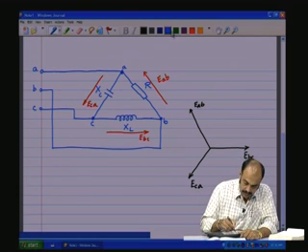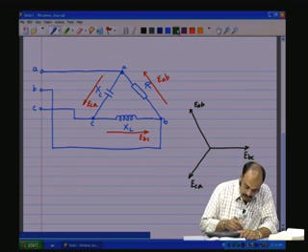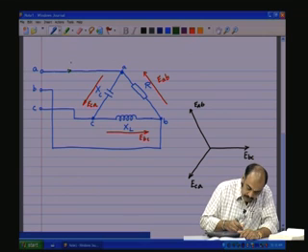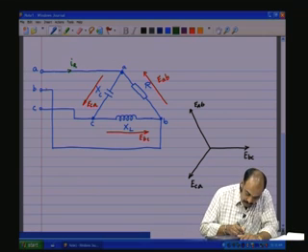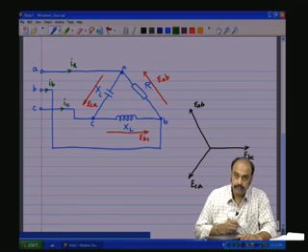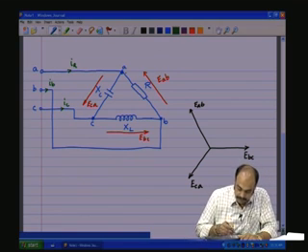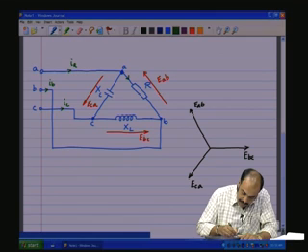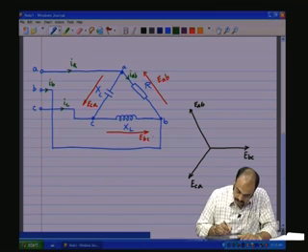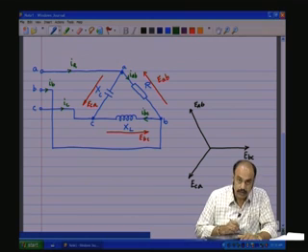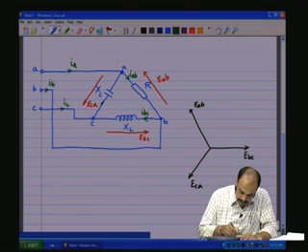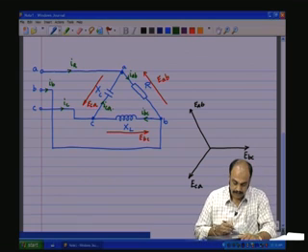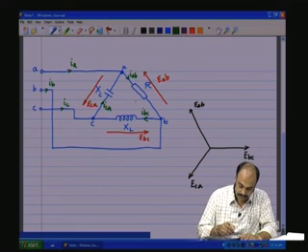And there are three line currents. This is IA, IB, and IC, and of course, three phase currents: IAB, this is IBC, B to C, and then ICA, C to A. So, this is cyclic in nature, A to B, B to C, C to A.